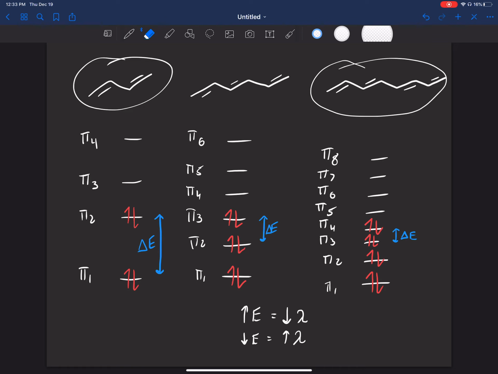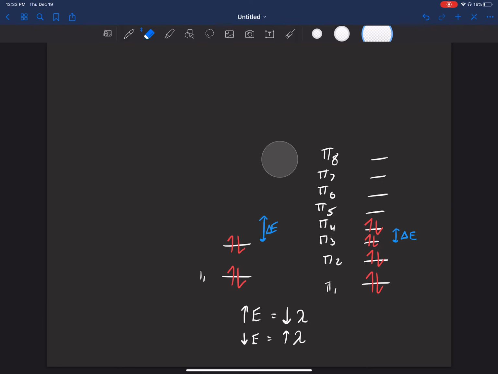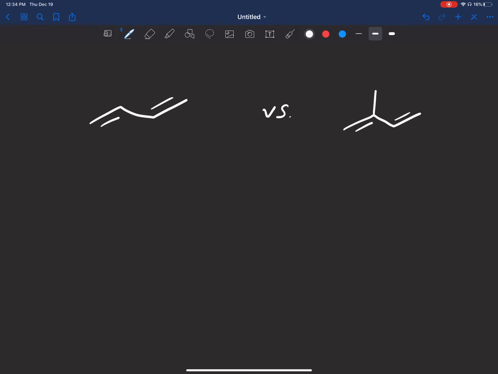Now, one other thing before we stop the discussion about the UV light absorption. If I drew out butadiene, this guy here, just regular butadiene, and compared it now to, let's say, this guy over here. All I did is I added an alkyl group, right? How does the UV light absorption change? Okay.